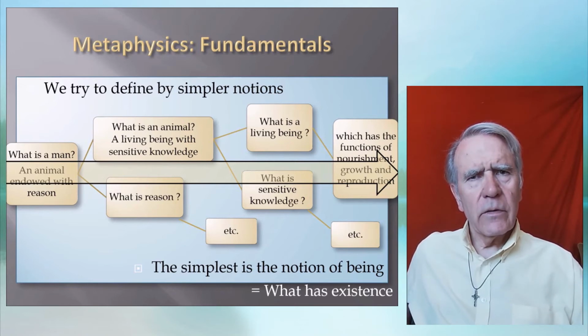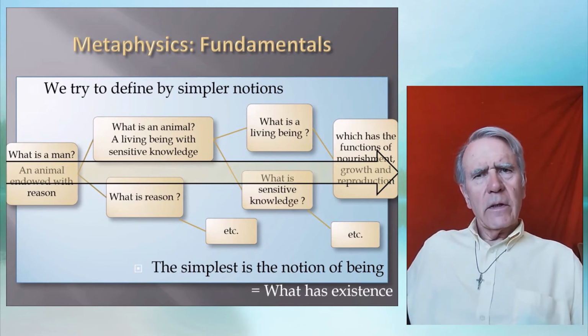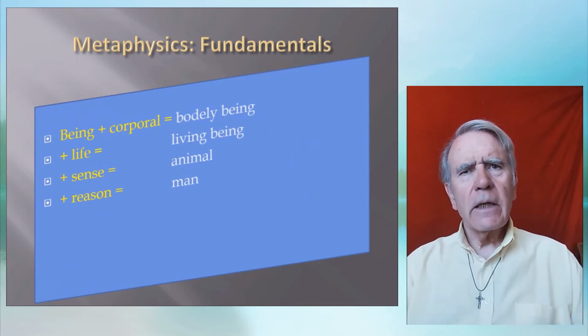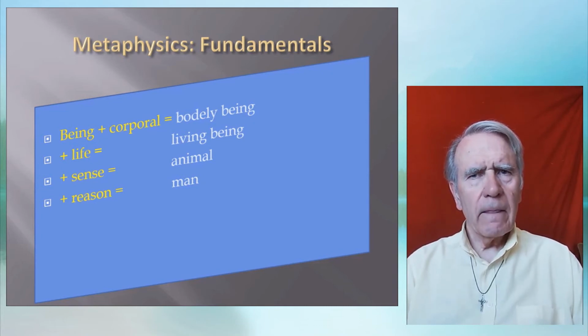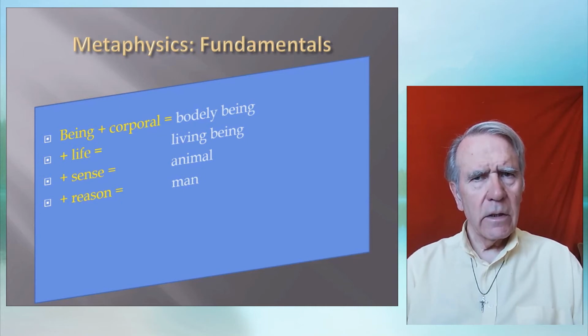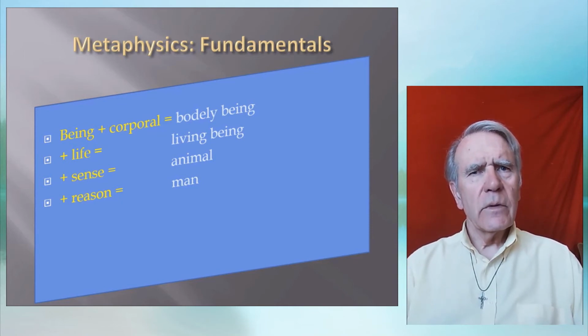The notion of being is therefore the first of all definitions, and it is by determining it that we define everything else. For example, it is by adding body to it that one defines bodily being. It is by adding life to bodily being that we define living being. It is by adding sensitive knowledge to living being that we define the animal. And it is by adding reason to animal that we define man.